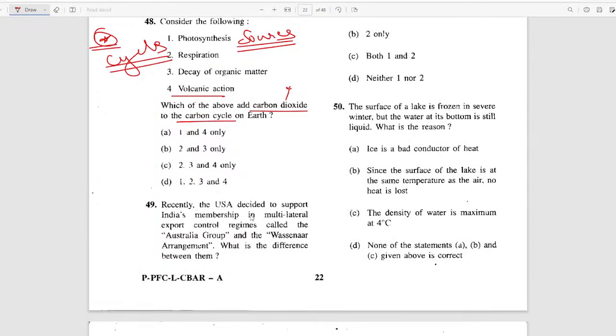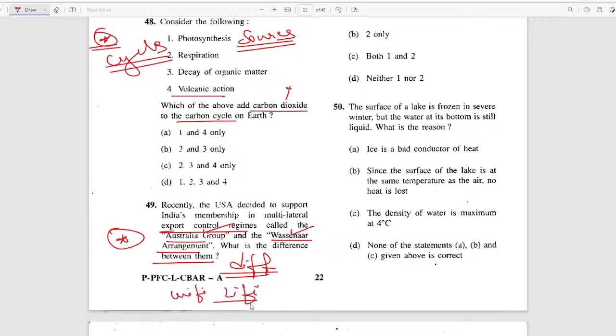Recently, US decided to support India's membership in multilateral export control regimes called Australia Group and Wassenaar Arrangement. What is the difference between them? See, again, they've asked the difference here. Always they'll ask you a difference. What is this agreement, Australia Group and Wassenaar Group, and what is the difference? So whenever there are two things that are very close to each other, for example, they can ask you about Wi-Fi and Li-Fi. How does it differ?